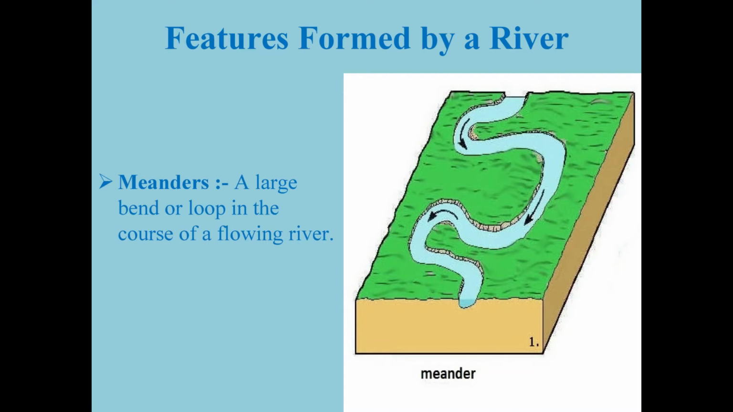Features formed by a river. First, meanders. A meander in general is a bend in the course of the river. A large bend or loop in the course of a flowing river is known as a meander. There could be a series of them at places, especially where hills start turning into plains.